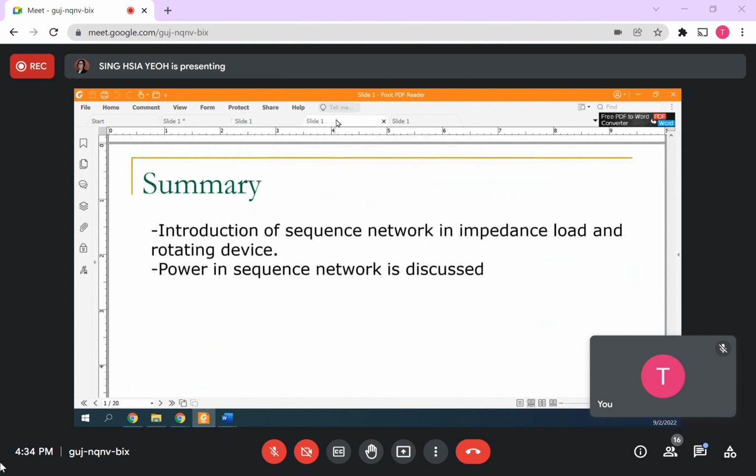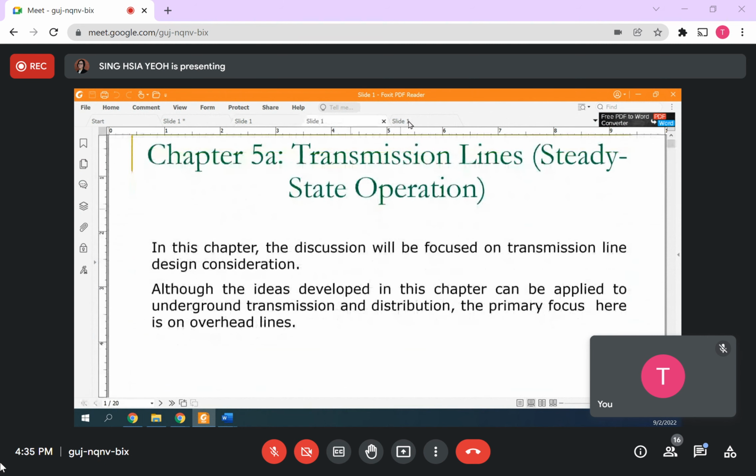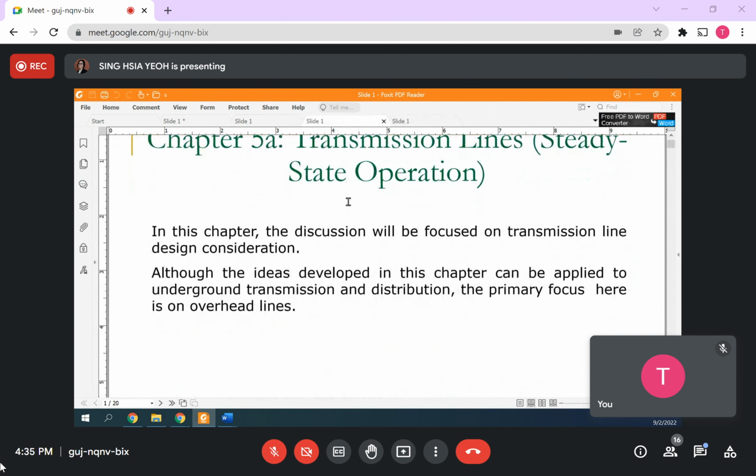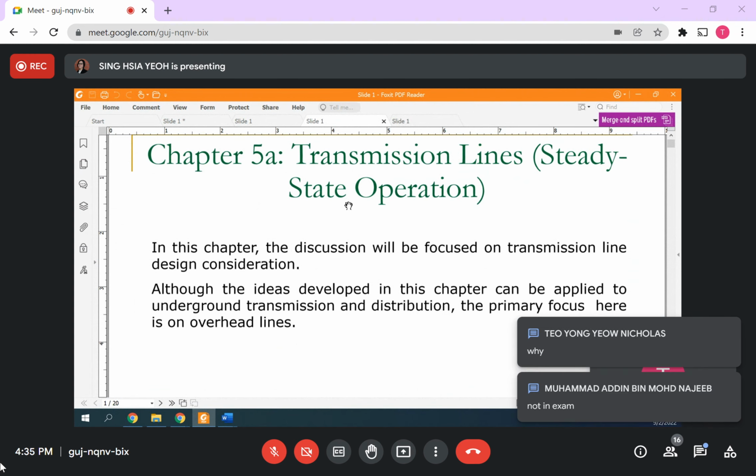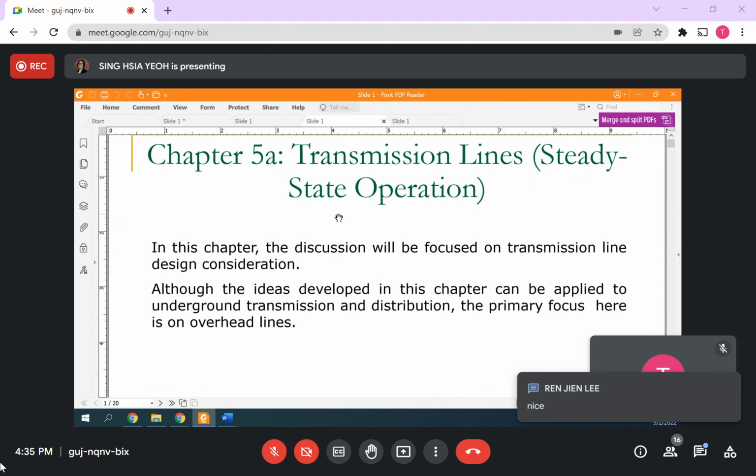Then transmission line is even simpler. Chapter 5 is even easier than chapter 4, because do you want to know why? Because chapter 5 is in your lab. Your lab assignment already covers transmission line, so normally the exam will not include it.